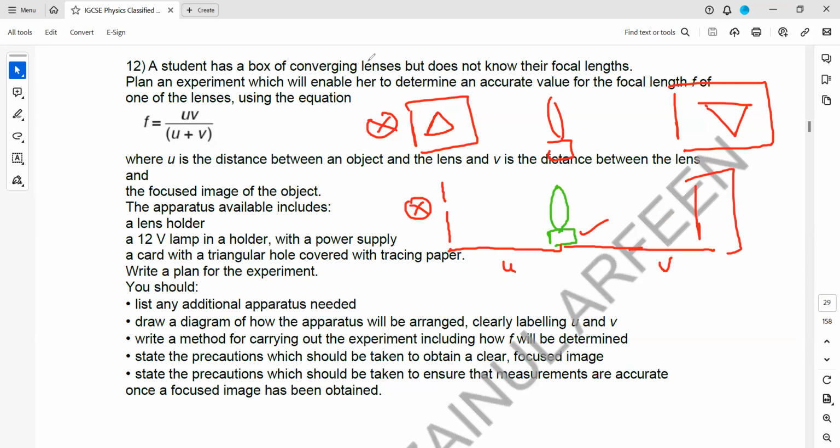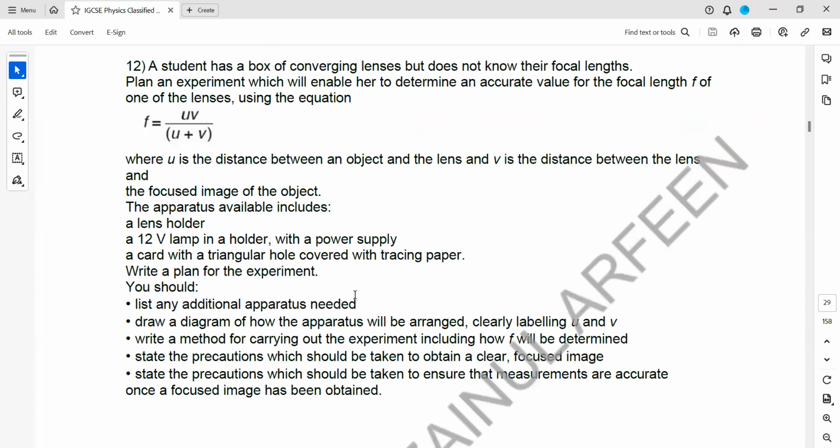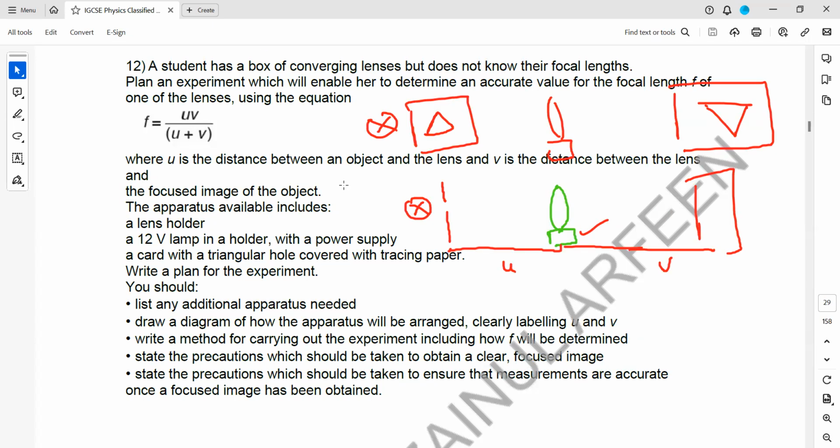Write a plan for this experiment. List any additional apparatus. What is missing here? What apparatus is missing? U and V are distances, so how can we measure the distance? Yes, what is missing is a meter rule or a meter scale.